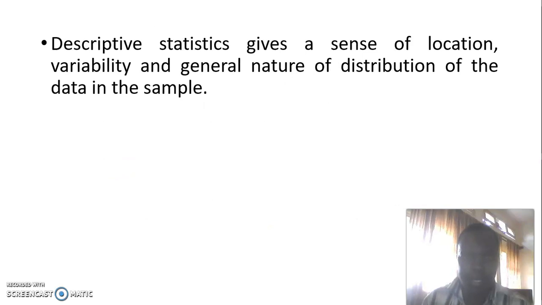Whereas descriptive statistics give us a sense of location, variability, and the nature of the distribution of the data in the sample. In other words, it gives us an idea of how the observations are varying from each other and how the distribution is. Is it normal distribution? Is it a chi-square distribution? So descriptive statistics helps us to know the nature of the distribution of the data in the sample.